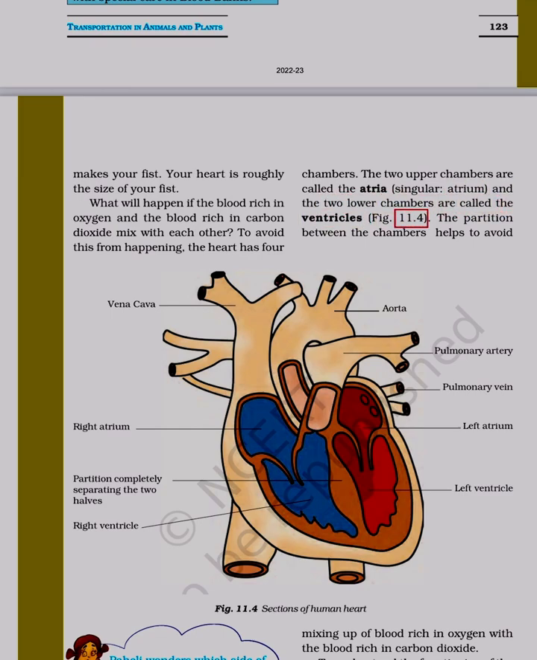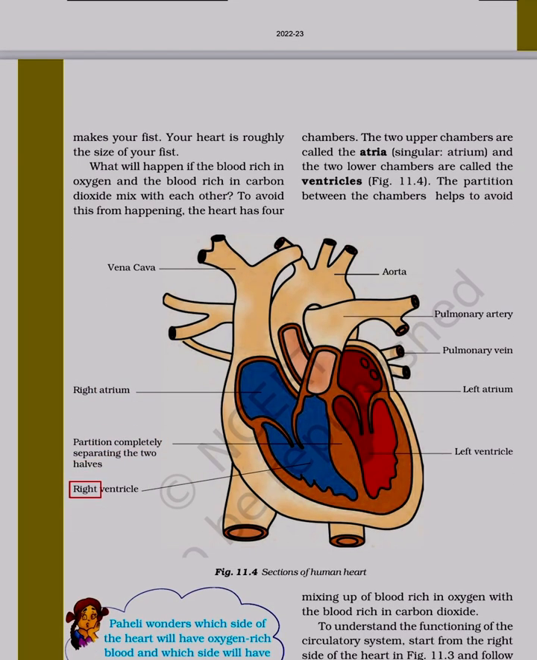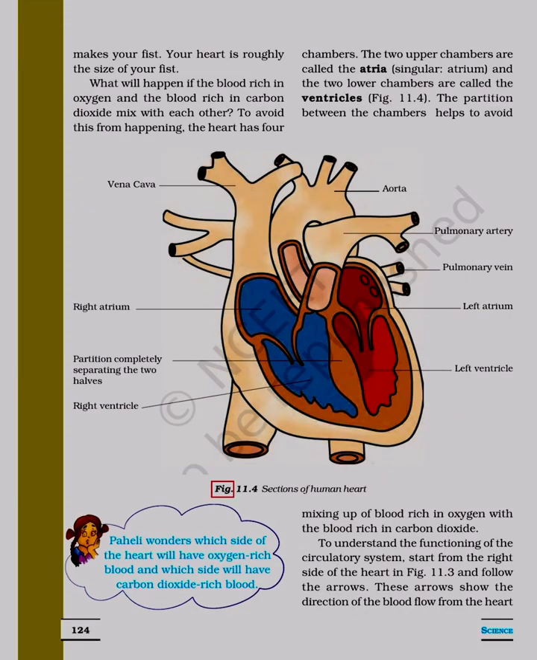Figure 11.4. The partition between the chambers helps to avoid mixing of blood. Vena cava, aorta, right atrium, partition completely separating the 2 halves, right ventricle, pulmonary artery, pulmonary vein, left atrium, left ventricle. Figure 11.4. Sections of human heart.